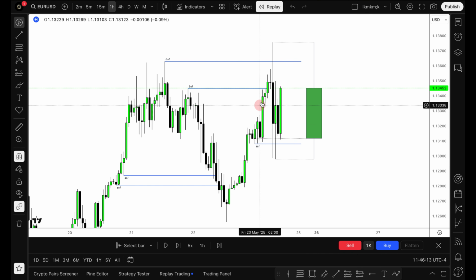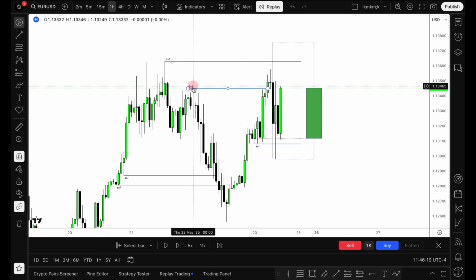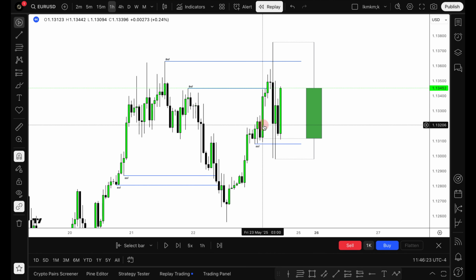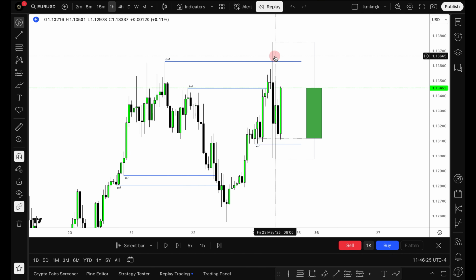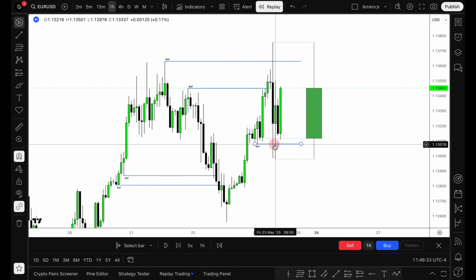Price then moves higher to take out those highs. So there's buy stops residing above here and buy stops residing above here. Price has gone up to take out those buy stop levels. Price then moved lower again to clear these sell stops, or sell side liquidity, below here.